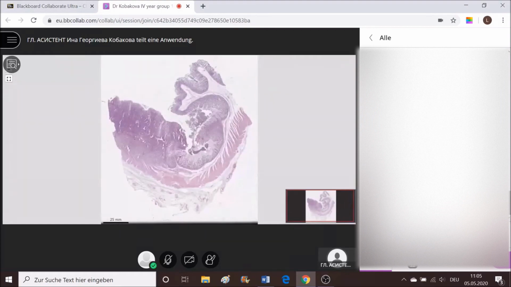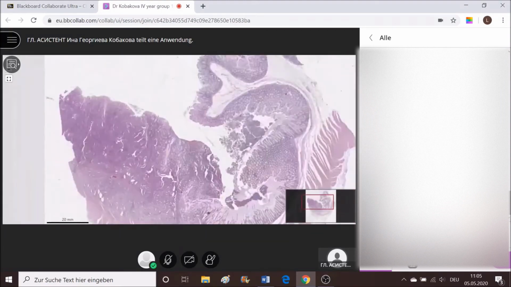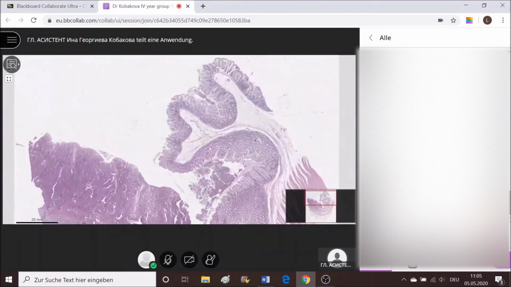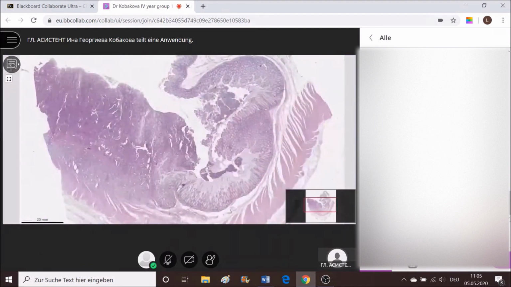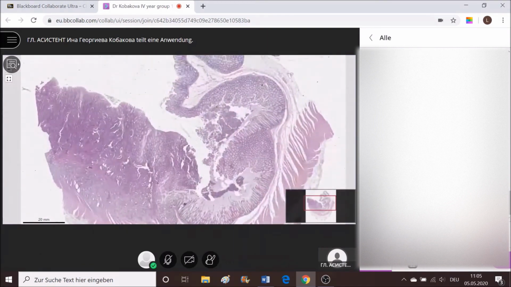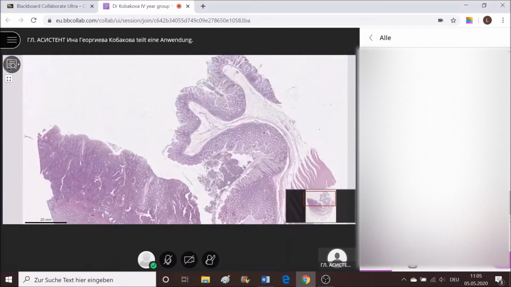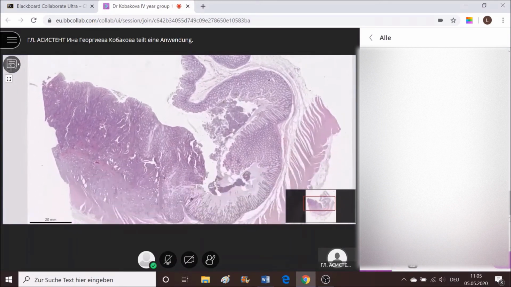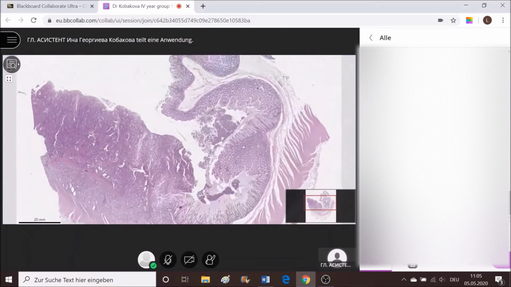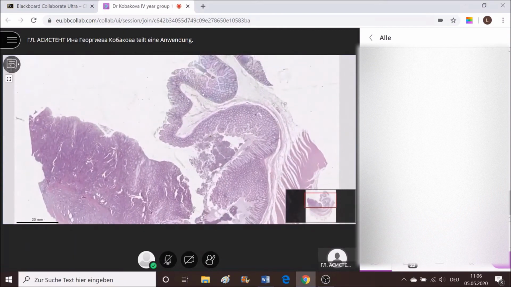We have observed it in great detail. I would appreciate if some of you described what this is. The normal mucosa is here, and there is something wrong here. What is this organ now? Okay, a colon. Yes, large intestine could be considered.